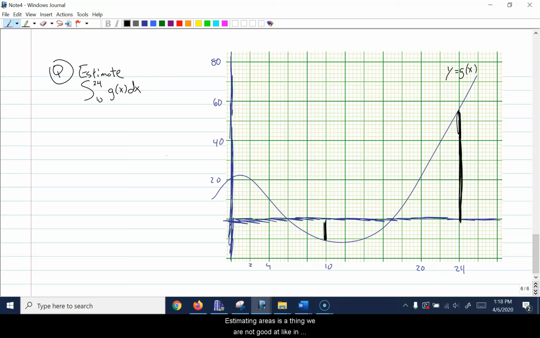Estimating areas is a thing we are not good at. In your head, how many square feet is the Walmart parking lot in Lancaster? That's just not a thing that humans are good at. You can get good at it by practicing, but it's not a thing that we have inherently. Average value is fun to me because it changes a thing we are not good at, estimating area, into a thing that we are good at. What am I headed to? If I wanted to estimate the integral by first estimating the average value.